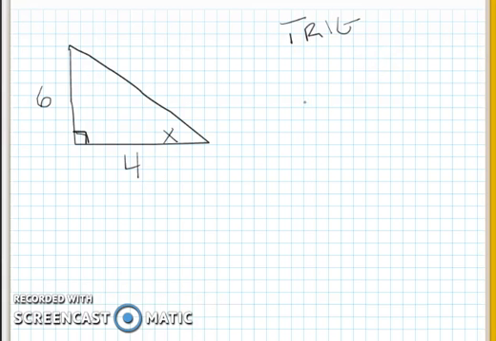Trig. Okay. Most important part of Trig is this. I'm going to be writing this at the top of every page. Okay, so get used to it.